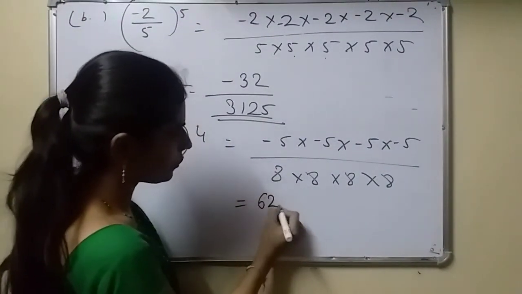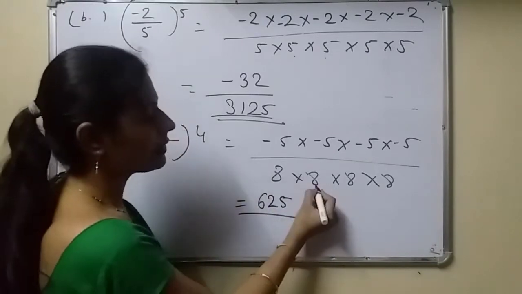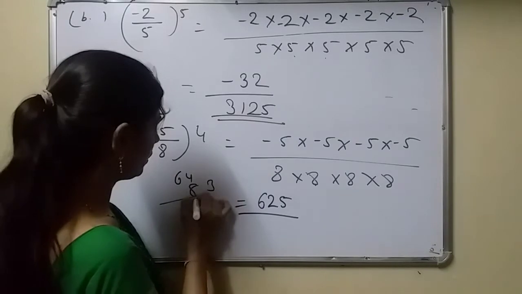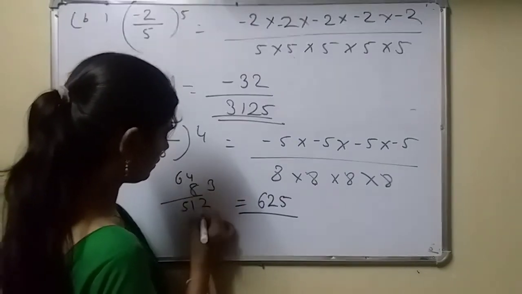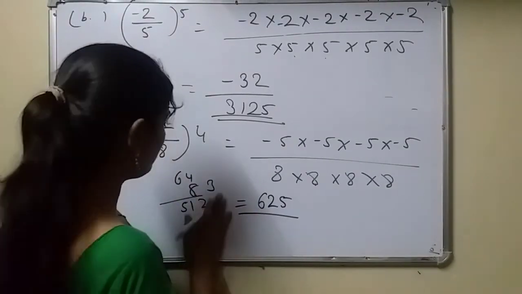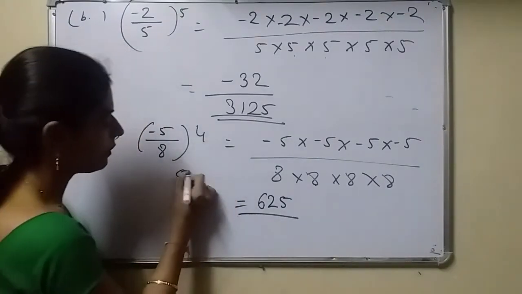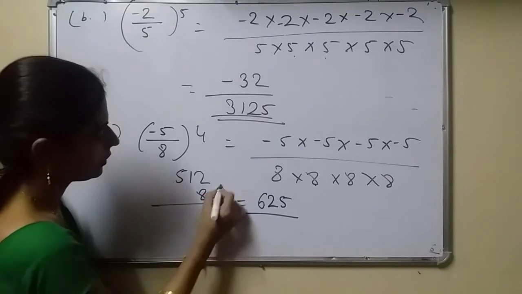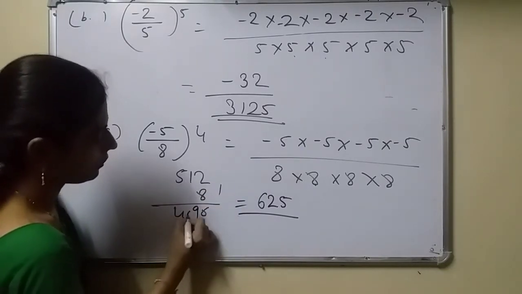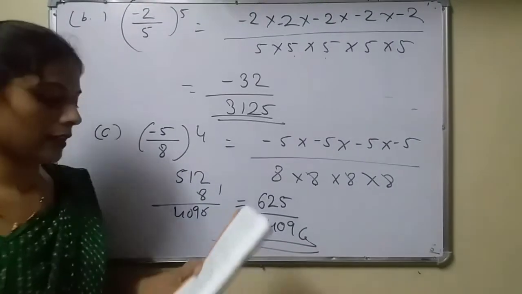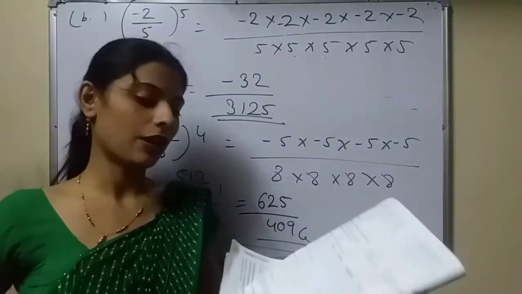It will become 625 divided by 8. 8 8s are 64, multiply by 8 is 512, multiply by 8 is 4096. 4096 is the answer. Now see D, E and F you have to solve.